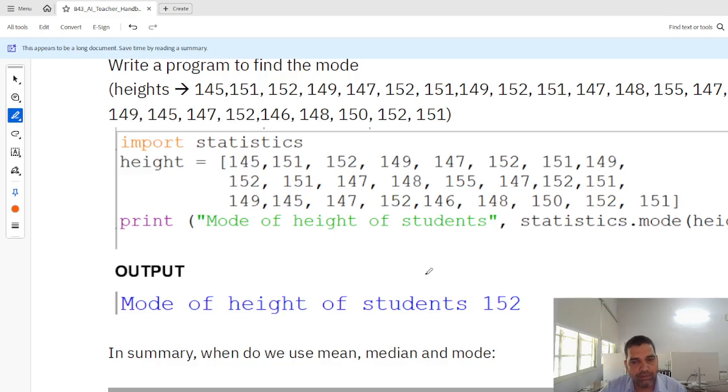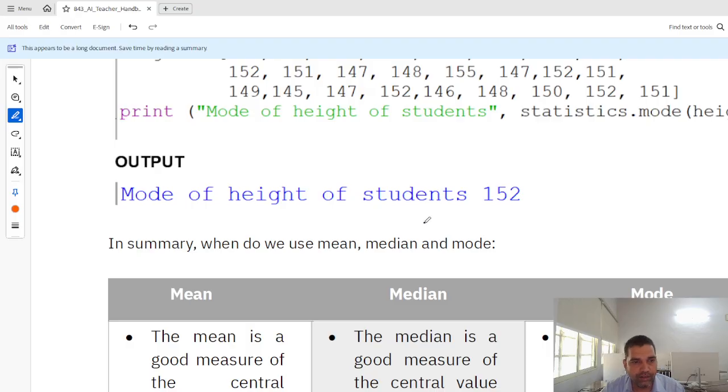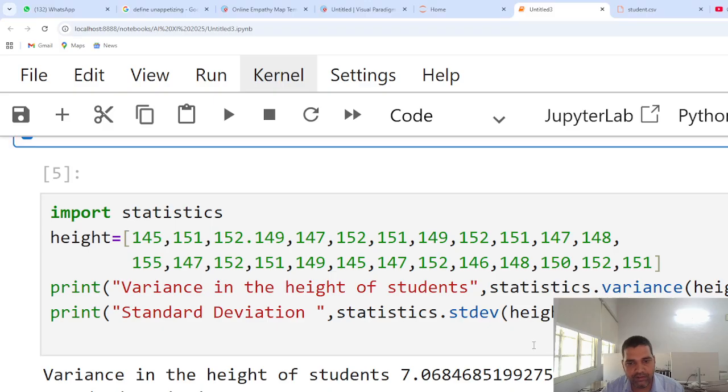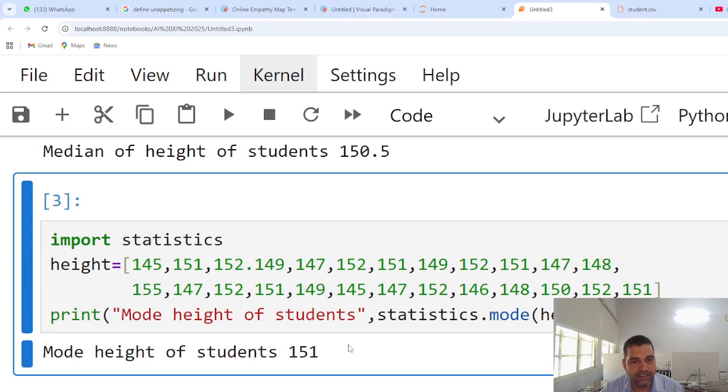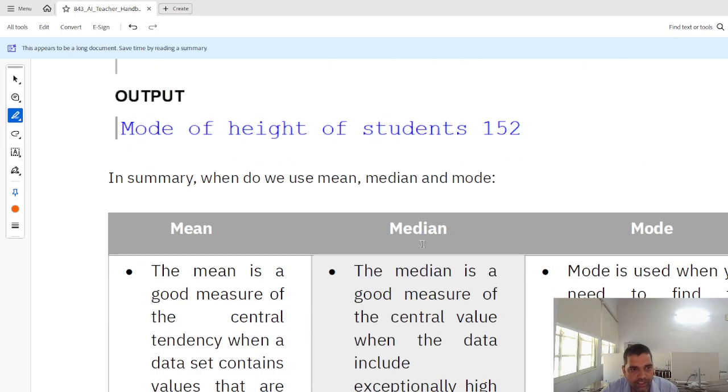Now in Python we can calculate the mode with the help of the statistics.mode function, which I have shown you. The mode of the height in my program we got 151. But here you can see you got 152, because here 152 occurs more number of times. You can see 1, 2, 3, 4, 5, 6. So 152 occurs 6 times here. In my case 151 occurred 5 times, which was the highest, so we got the output of the mode as 151.